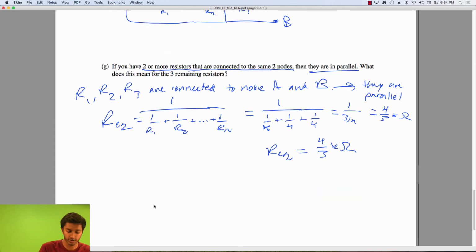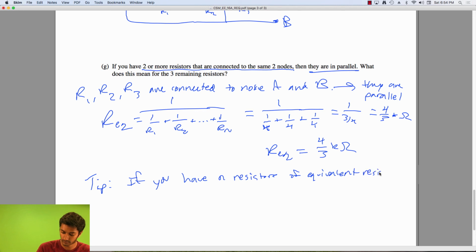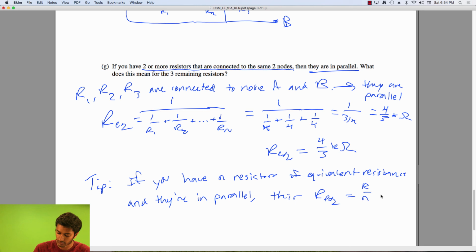And so all three resistors, R1, R2, and R3, can be compressed to an equivalent resistor of 4/3 K ohms. And just as a tip, if you have n resistors of equal resistance R and they're in parallel, their REQ is R over n. And that's the end of part G and problem 2.